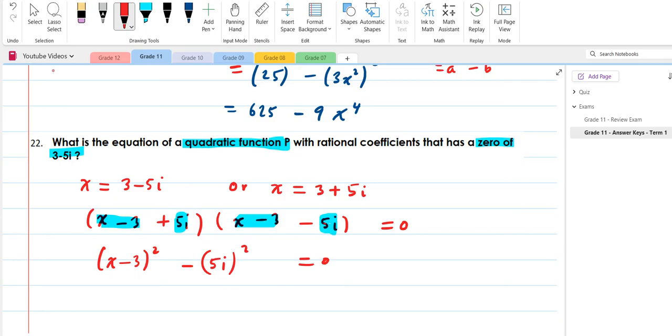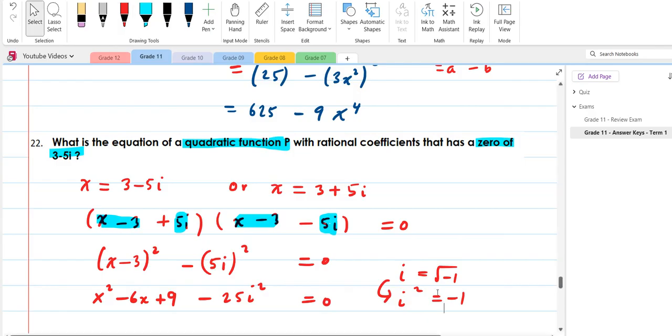X minus 3 squared is x squared. Remember the middle term is plus 2ab, so minus 6x, because x times minus 3 is minus 3x, and doubling that or times 2 will give us minus 6x. Minus 3 squared is 9, and 5i squared is minus 25i squared. But remember, i squared is equal to negative 1. Because why? i is equal to square root of minus 1. Squaring both sides will give us i squared is equal to negative 1.